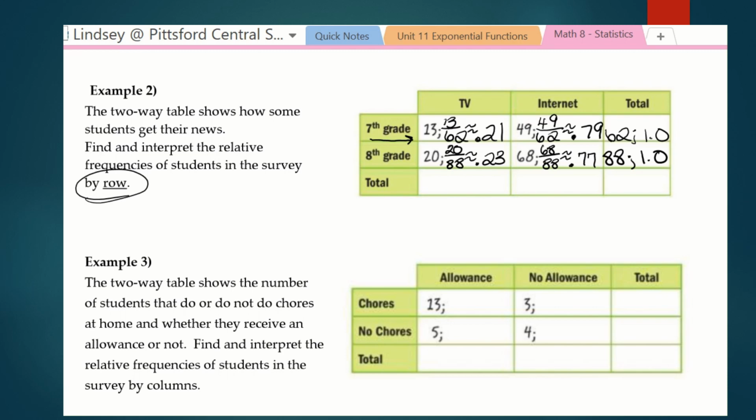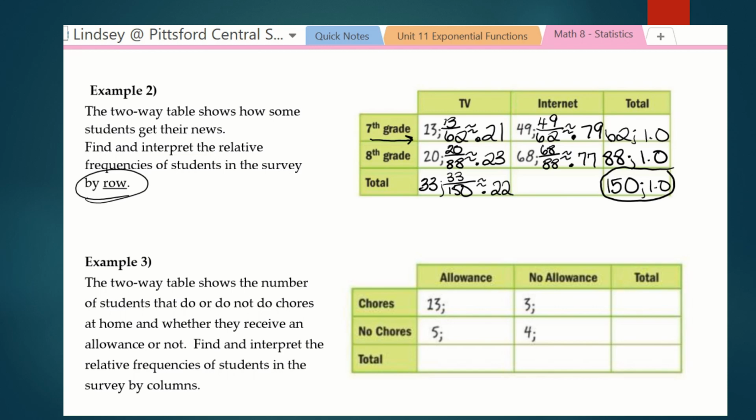So the total number of students surveyed, that's going to be this bottom right here. The total number of students surveyed, 88 and 62, if I add those two numbers together, that gives me 150 total students. So that's 7th and 8th graders combined. Of those 150 students, how many get their news from the TV? Well, let's add this together. 13 7th graders, 20 8th graders, that gives us 33 students. So to find the relative frequency, 33 out of the 150 is approximately 0.22.